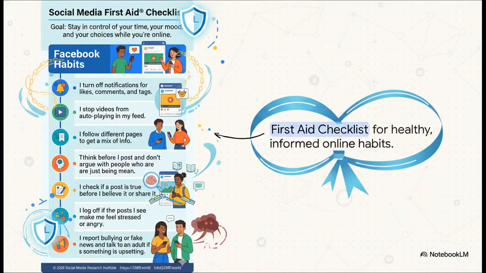So here is a super practical digital first aid checklist you can start using right now. Turn off your notifications to break that addictive dopamine loop. Stop videos from autoplaying. Log off the second you notice a feed making you stressed out. And most importantly, verify a claim before you share it. You hold the power to curate your own digital life.